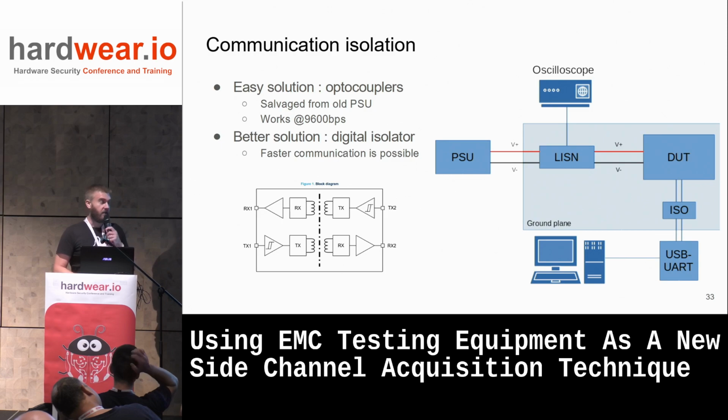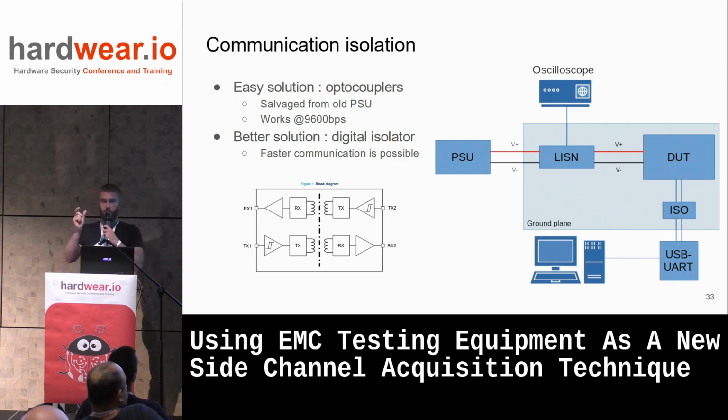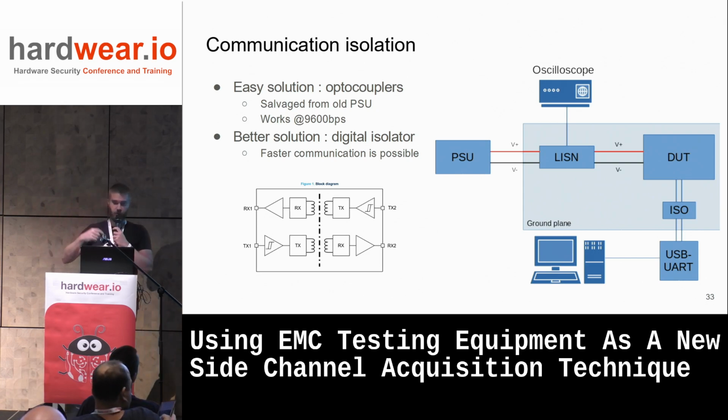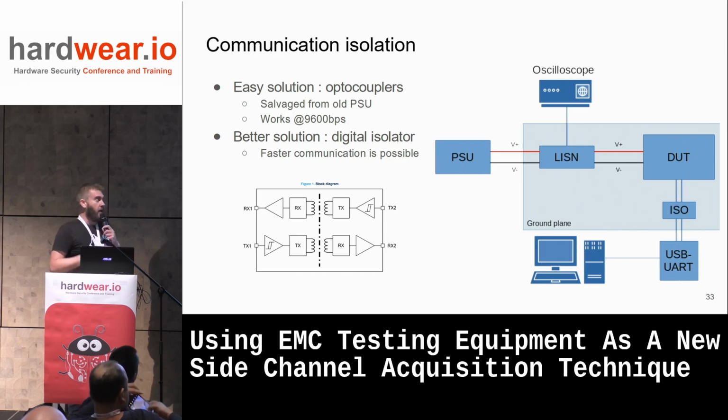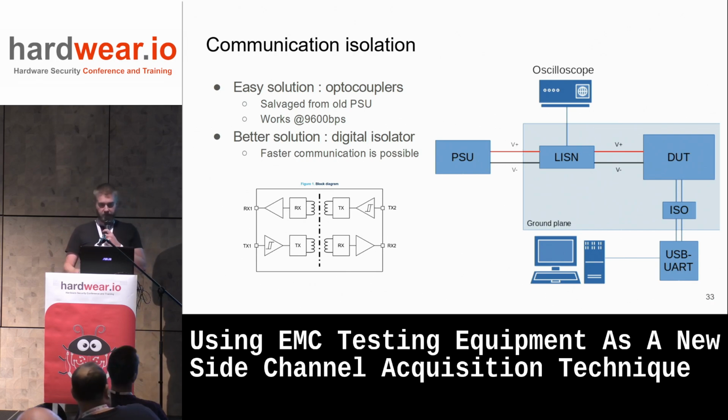So what I did first was to use optocouplers, which is basically a way to transfer signals without an electrical connection between the DUT and my PC. And then I used digital isolators. Those are chips that basically do the same but way faster.